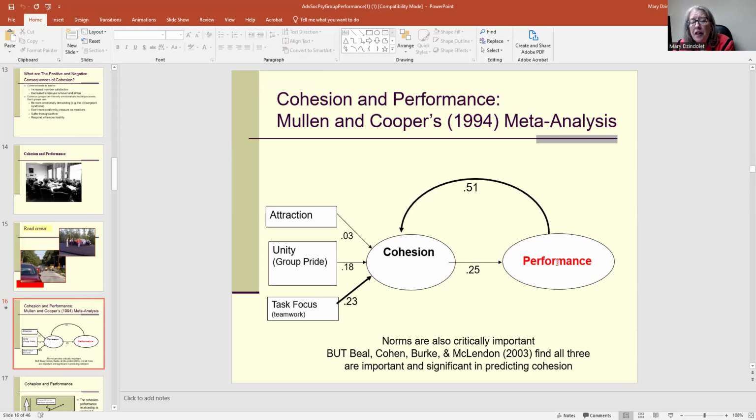But look at the correlation between performance and cohesion. Not correlation, the predictive value in the regression formula. Cohesion was related to performance at 0.25, but performance led to cohesion at 0.51, double, twice as important. So while it's true that cohesion leads to performance, performing well is a great way to get your team to feel more cohesive.